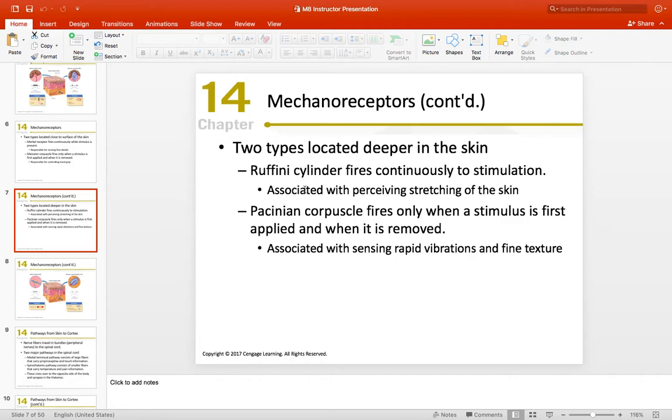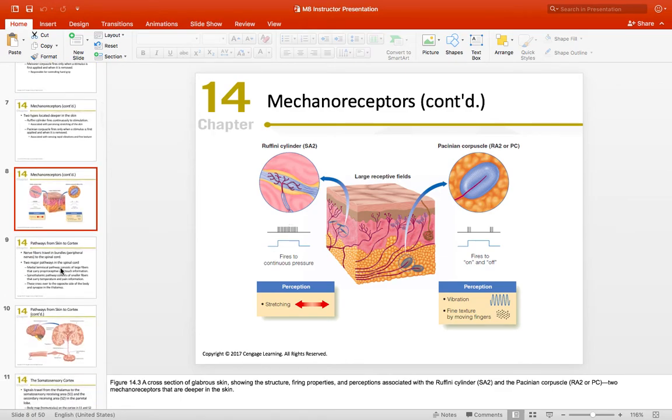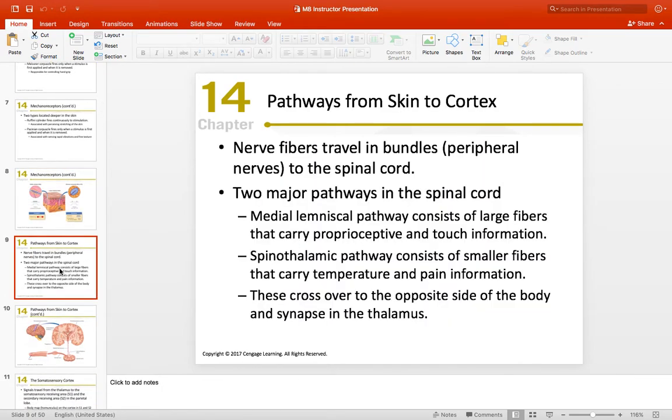We also have the Ruffini cylinders and the Pacinian corpuscles. All right, and once again shown here, like the others, they have their own physical structure. And you can see there the Pacinian corpuscles and the Ruffini cylinders located here. Ruffini are more involved with stretch, so if the skin is being stretched, and Pacinian corpuscles are more involved with vibration. So if something is vibrating onto the skin, these tend to, due to their physiology, respond more to those types of stimuli. All right, so once again, make sure you look through that in the text.